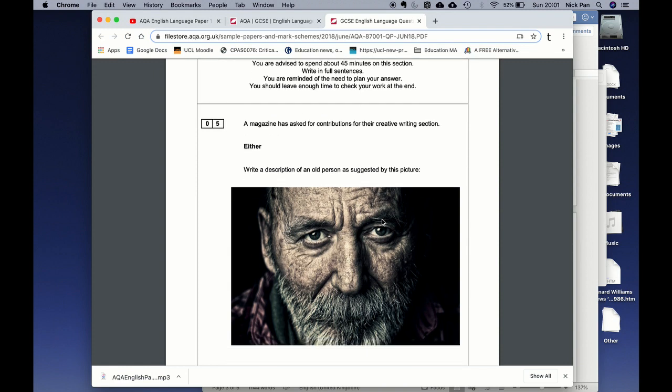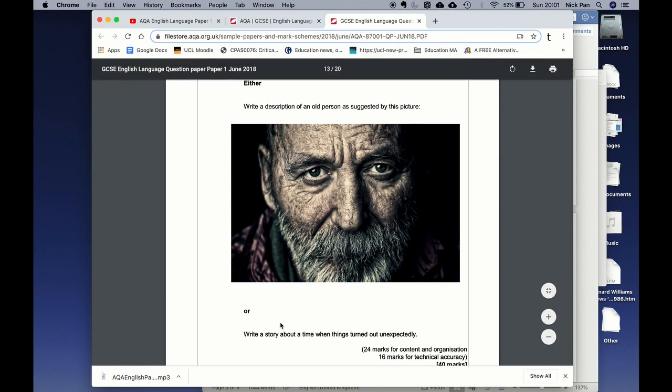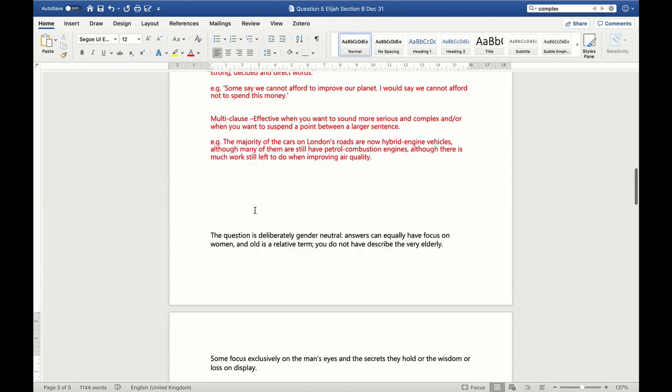So a magazine has asked for contributions for their creative writing section. Either write a description of an old person as suggested by this picture of an older man, or write a story about the time when things turned out unexpectedly. Okay, right.